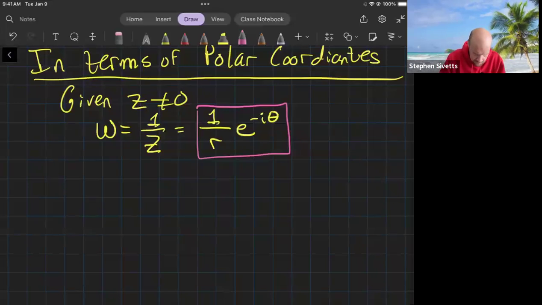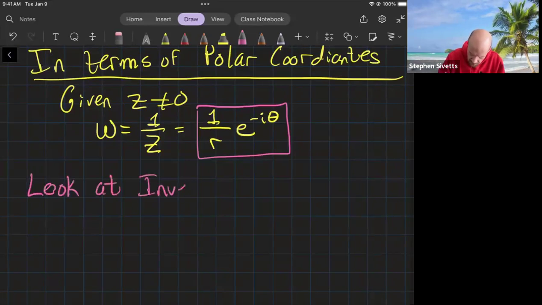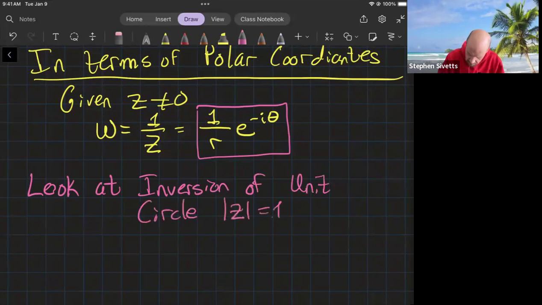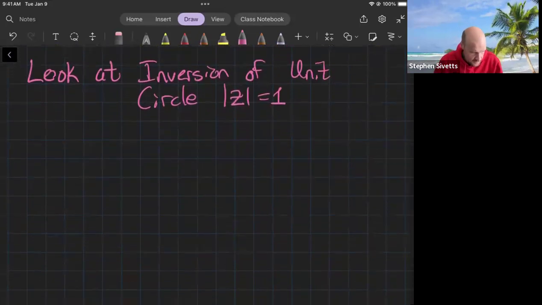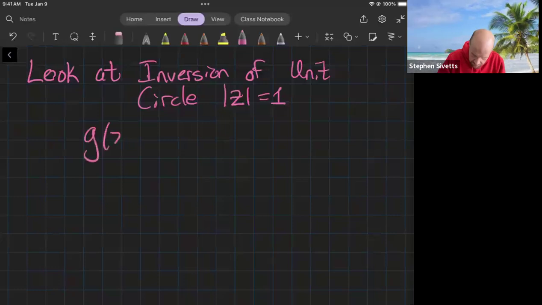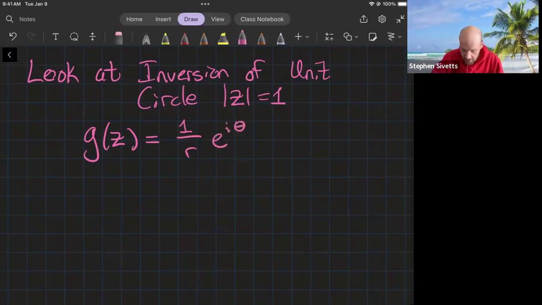So first let's look at the inversion of the unit circle, modulus of z equals 1. And this will comprise of two functions. This we'll look at first, 1 over r times e to the i theta, e to the i theta over r. This is just the inversion of the unit circle.